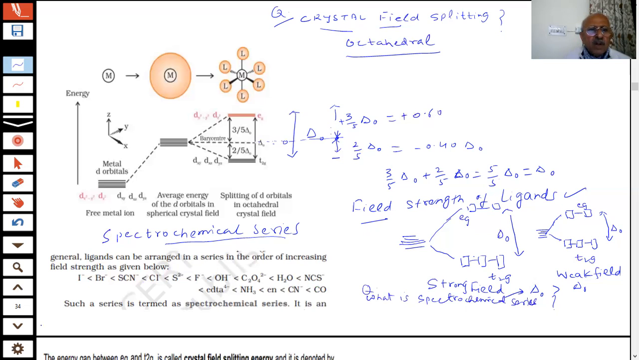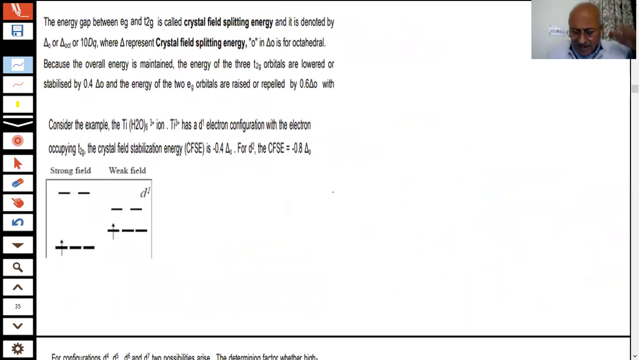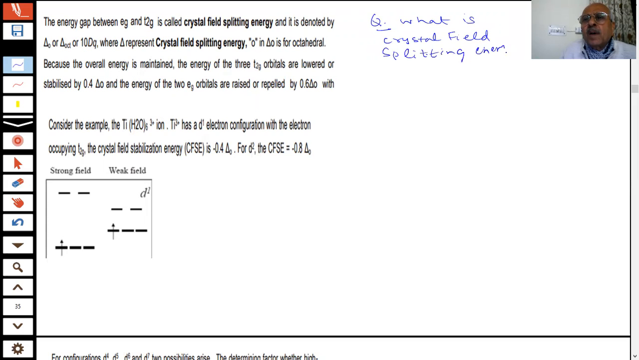Any doubt up to now? Okay, students. Now, what is the consequence of this? This is a very important point. What will be the result of this? The energy gap between EG and T2G is called crystal field splitting energy. They asked the question in the paper many times. What is crystal field splitting energy? Tell me the answer fast.